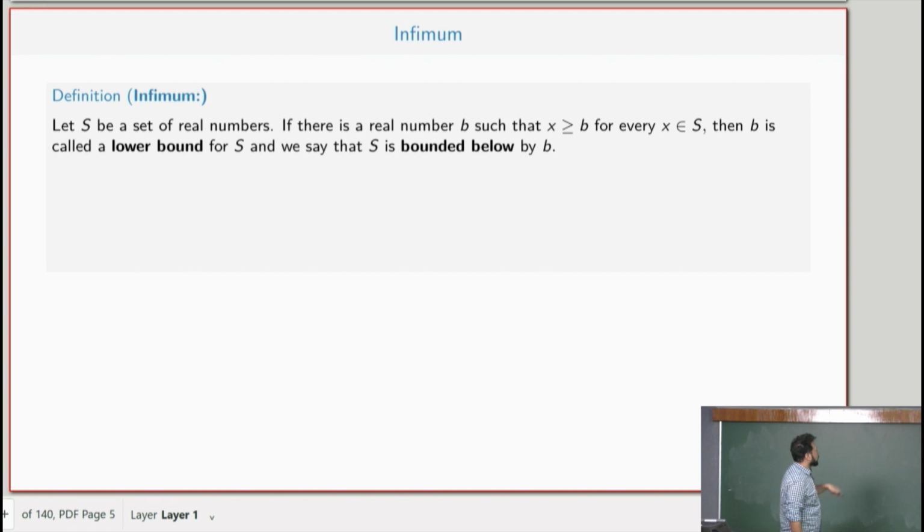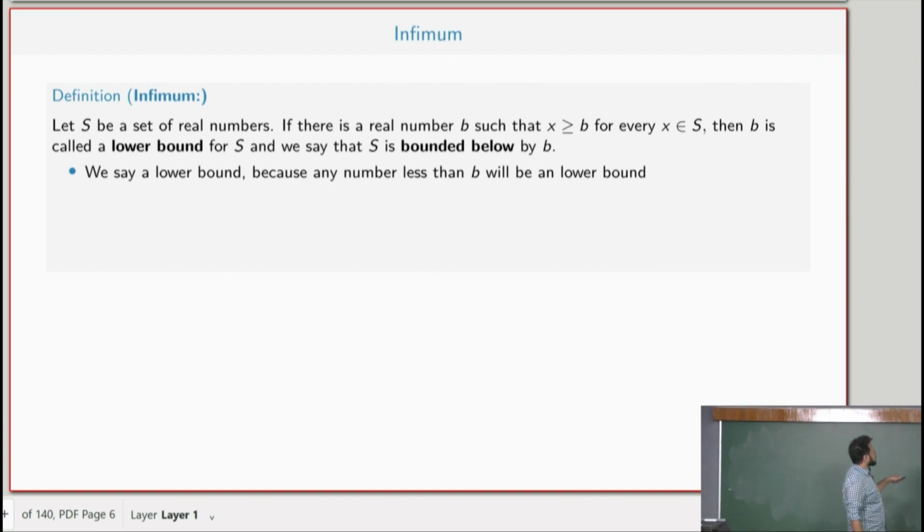So let S be a set of real numbers, and the first thing is that I will define a lower bound. If there is a real number b such that x is greater than or equal to b for every x in S, so if there is an element b, that b may not be in S, that's the important point. If there is a b for which all the elements of S are greater than or equal to b, then we call b a lower bound for S. And we say that the set S is bounded below. That's what it means by saying a set is bounded below. So in this case, this set is bounded below by b.